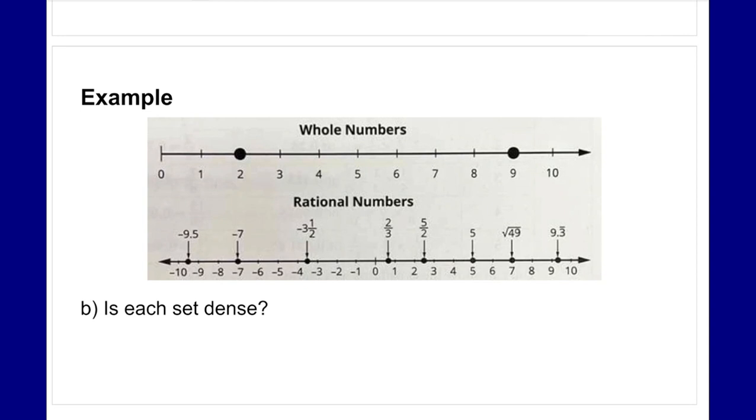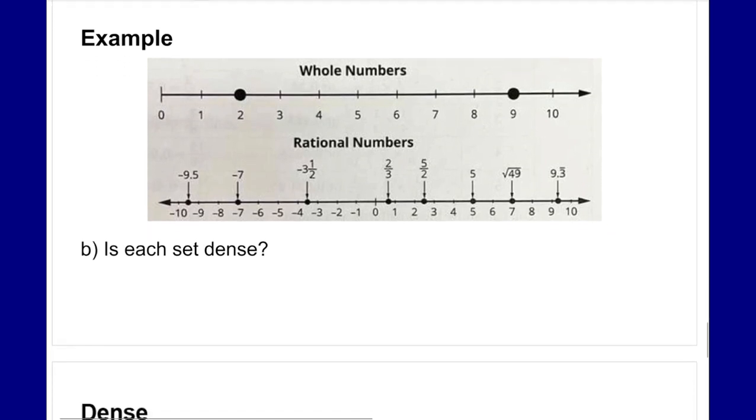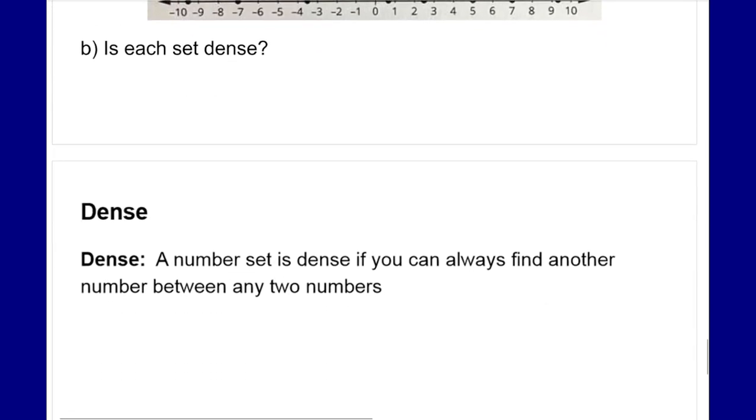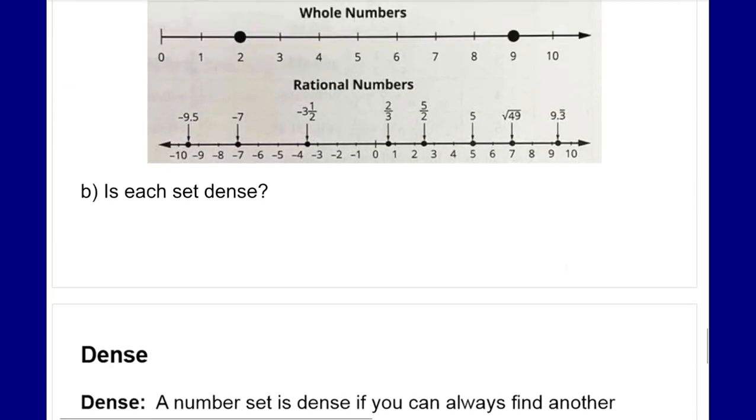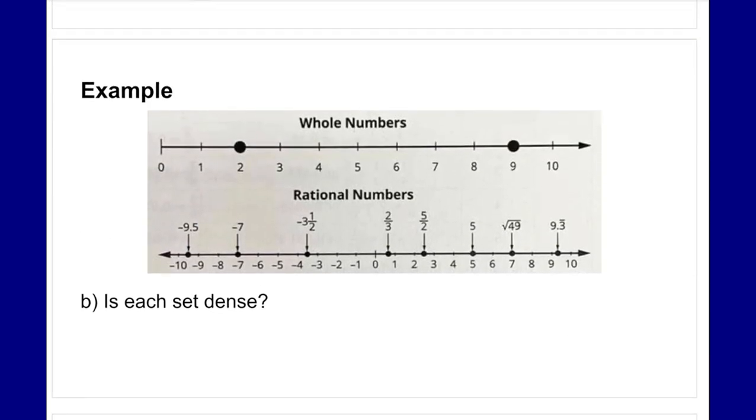And then lastly, is each set dense? So what do we mean by dense? Well, again, let's just jump ahead quickly. Dense means a number set is dense if you can always find another number between any two numbers. So can we find a number between any two numbers? Well, let's go and look. The number line will help us, right? If I have 2 and 9 highlighted, can I find numbers between them? Yep, I see 3, 4, 5, 6, 7, 8.